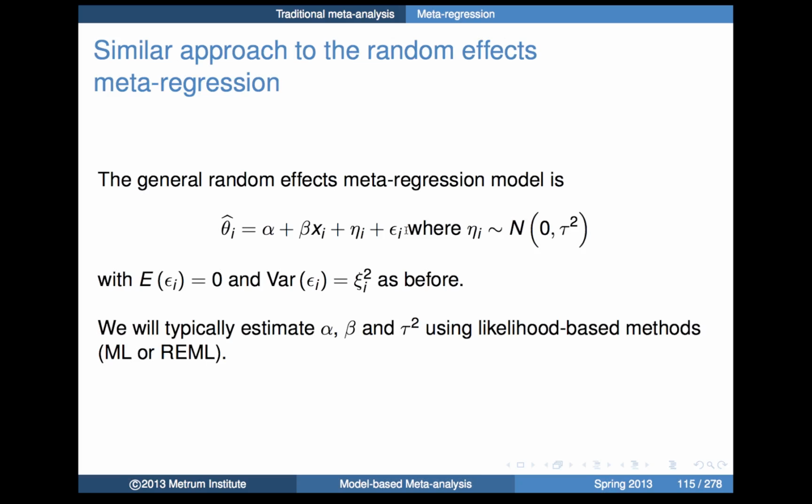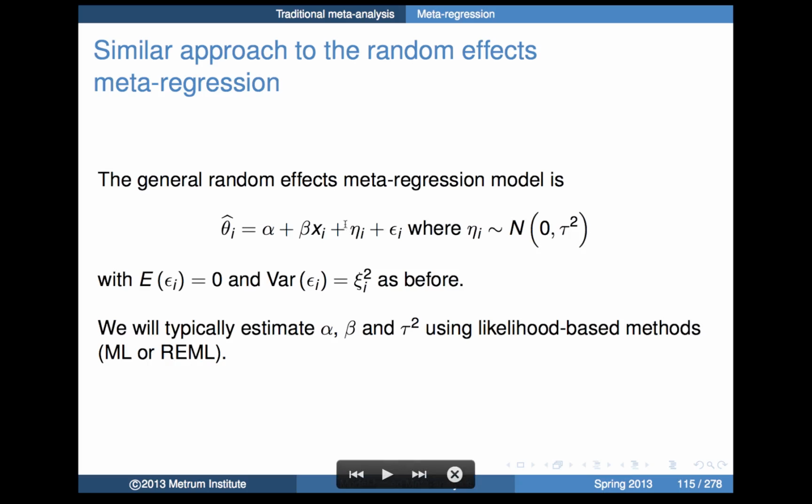The random effects meta-regression model, again, is just a similar kind of extension to the fixed effects meta-analysis model. So again, we have our treatment effect theta hat i. Treatment effect in the ith study is alpha plus beta times xi plus the random effect eta i plus the residual epsilon i. And before, the way that we expressed this whole piece here, alpha plus beta xi plus eta i, we just denoted that as theta i, and we allowed that between study variability in theta i.